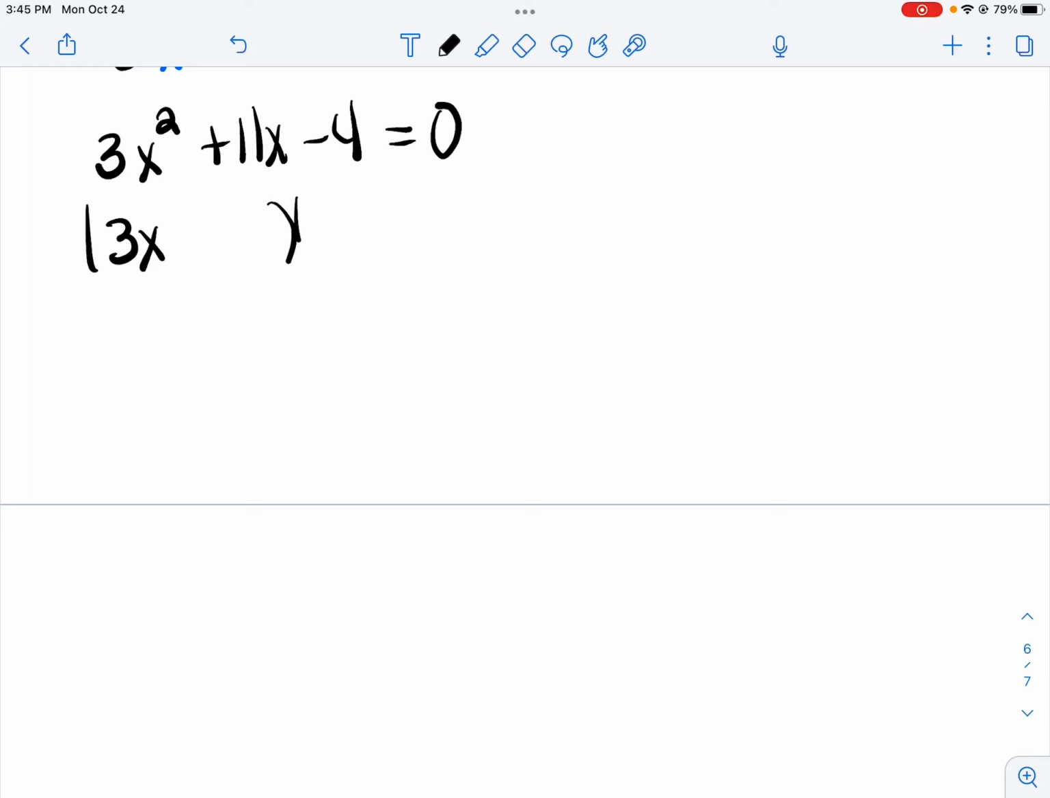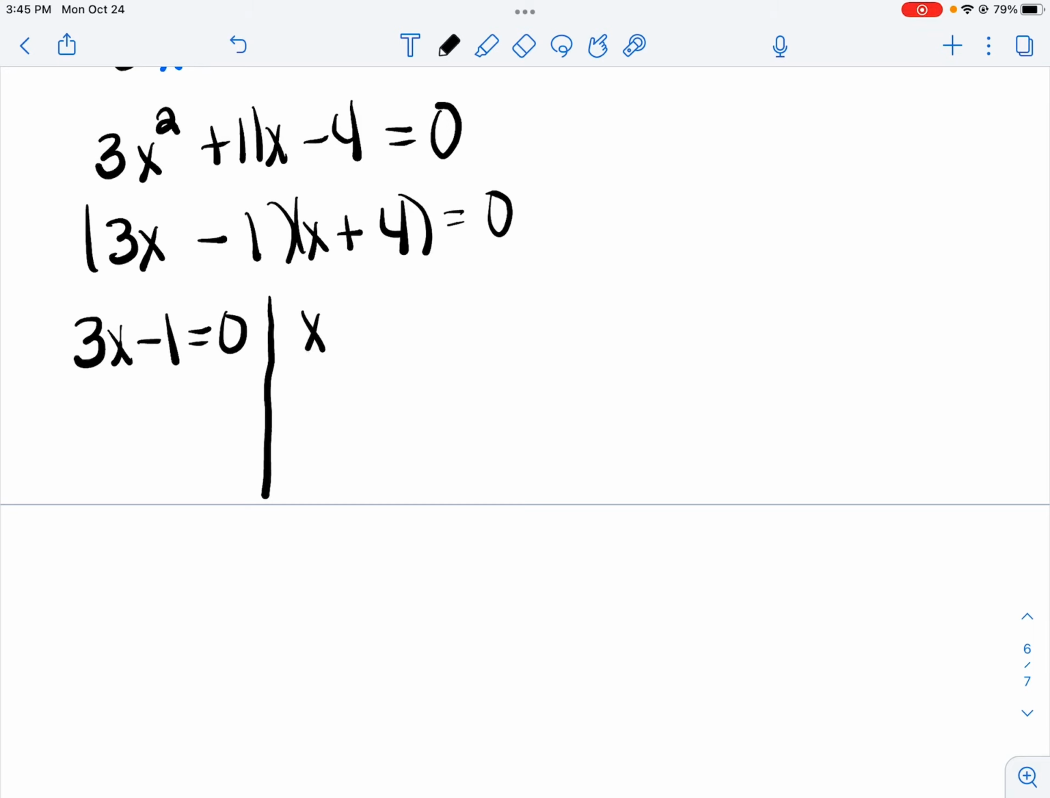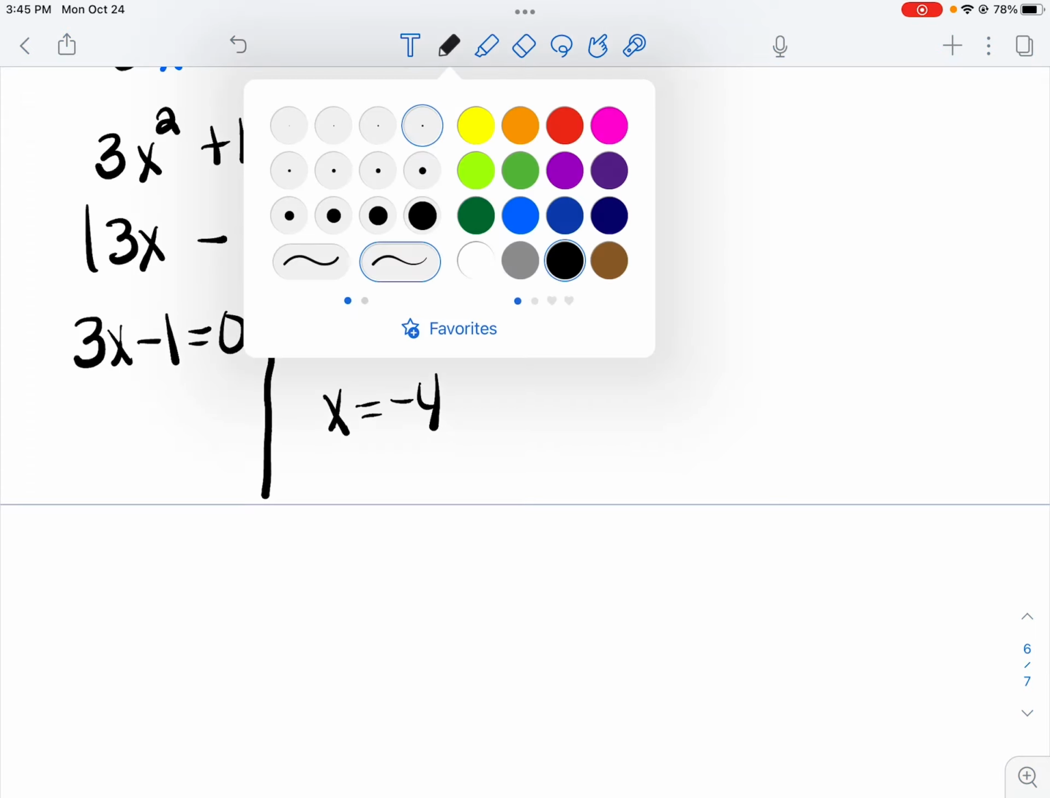This one does factor. I need a 3x and an x, 4 and 1, and plus and minus. Then set each factor equal to 0. By the way, if you didn't want to factor here, you could have used the quadratic formula. So 1, 0 is negative 4.